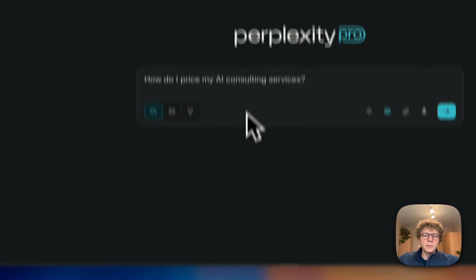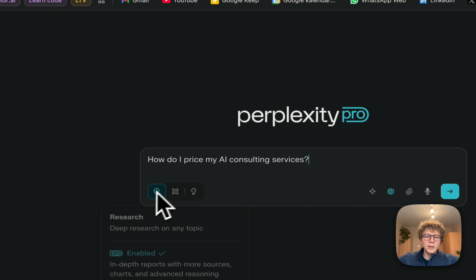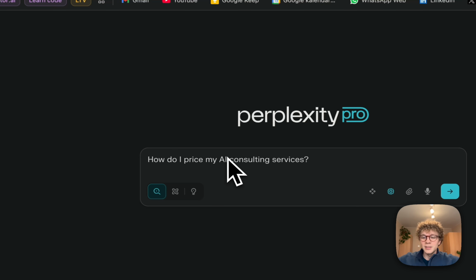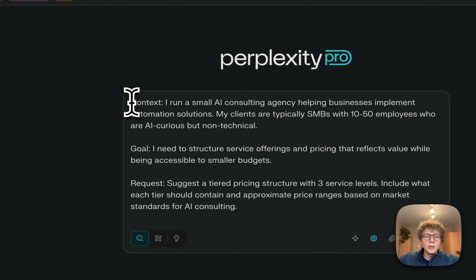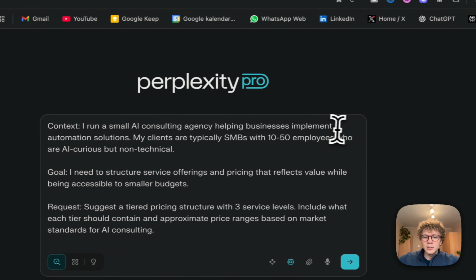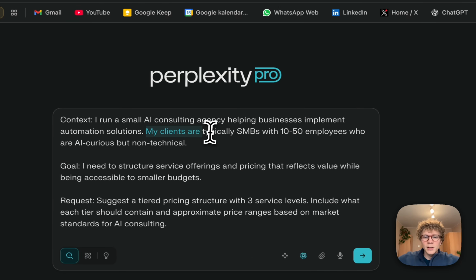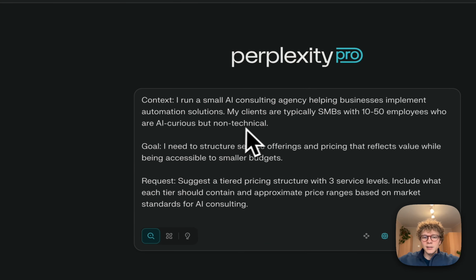Let's look at another example. Let's say you want to find out how to price your AI consulting services. This is relevant for my case, for example. Instead of asking such a general question like this, using the primer method, you can add more context to the question. For context, I run a small AI consulting agency helping businesses implement automation solutions. My clients are typically SMBs with 10 to 50 employees who are AI curious but non-technical.